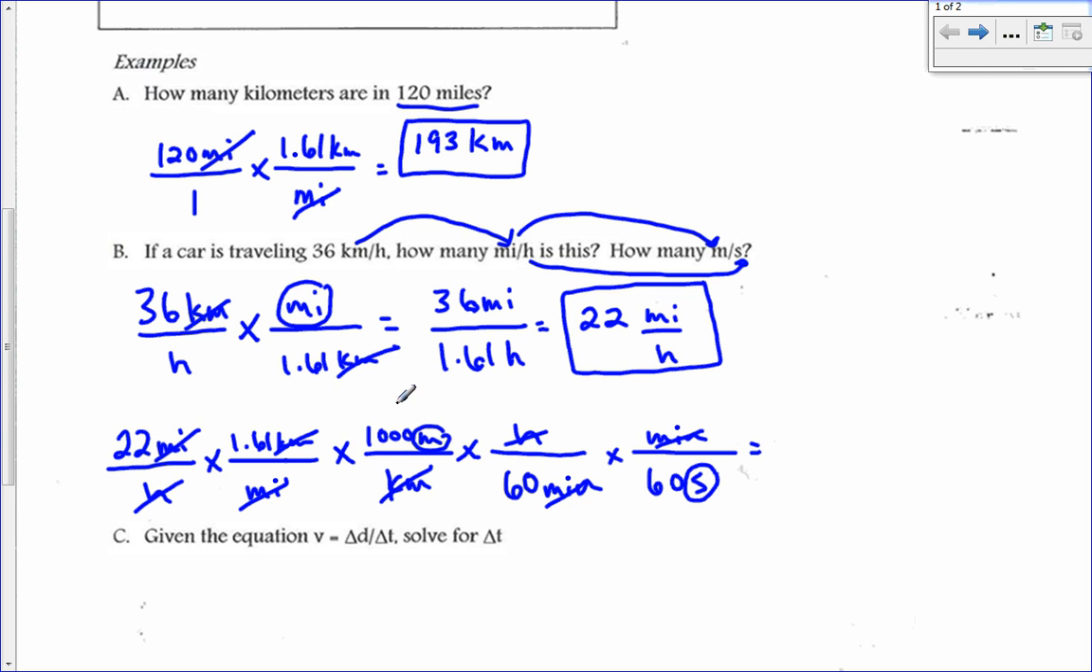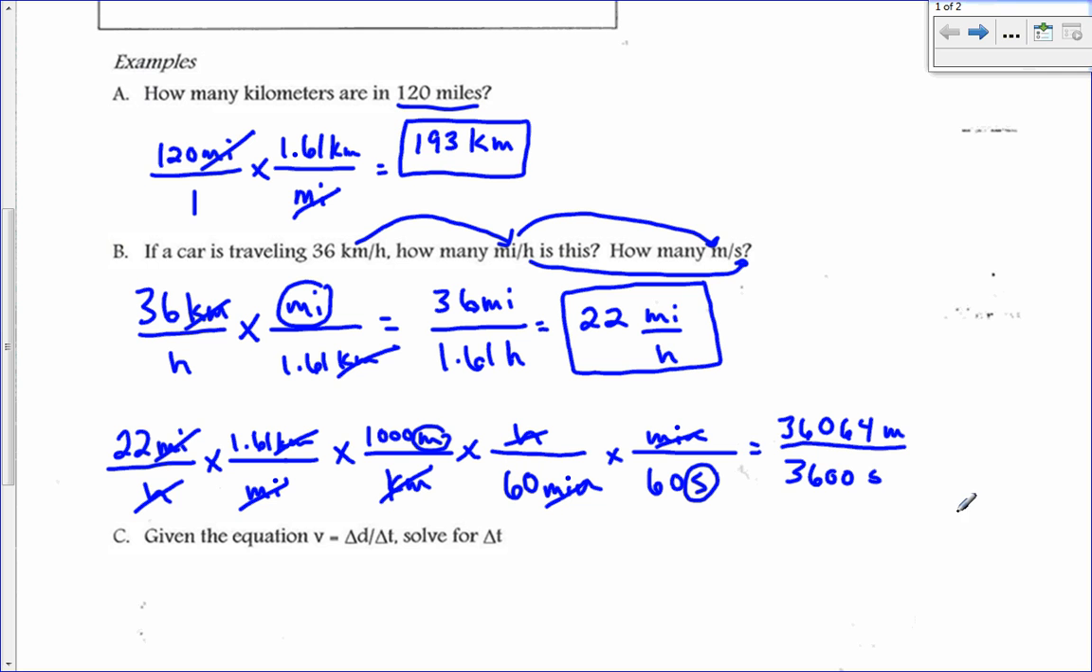So the unit on the top of the fraction is meters, the unit on the bottom is seconds. So when I find the answer here, it's going to be in meters per second. So I multiply across the top now. 22 times 1.61 times 1,000 gives me 36,064 meters. 1 times 1 times 1 times 60 times 60 seconds gives me 3,600 seconds.